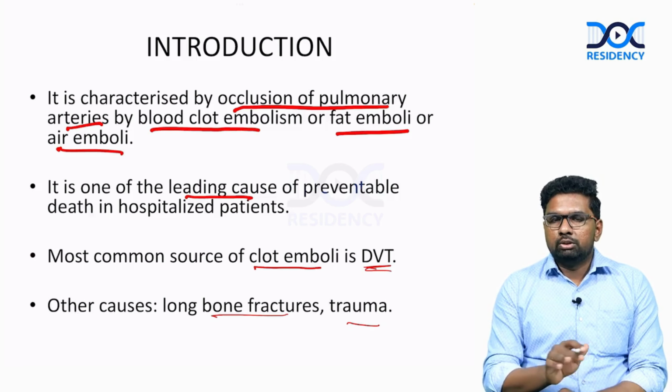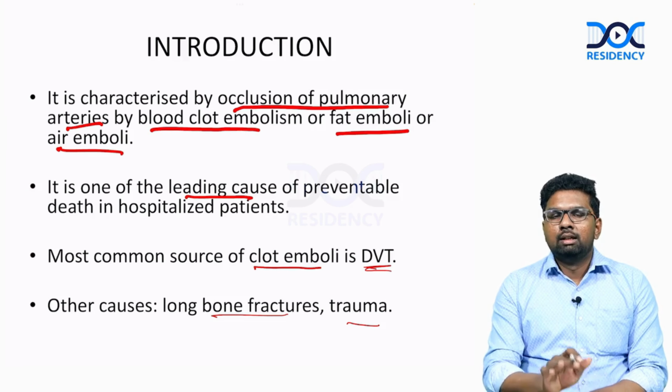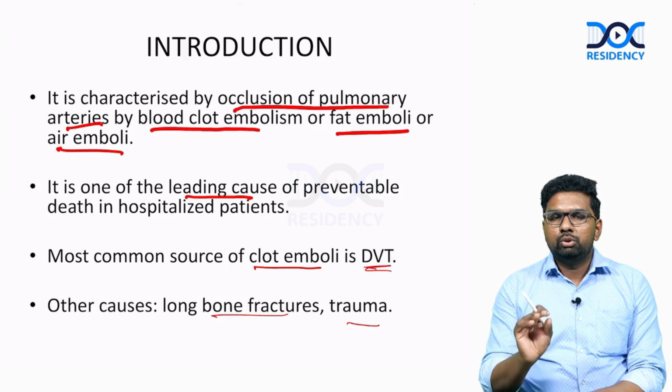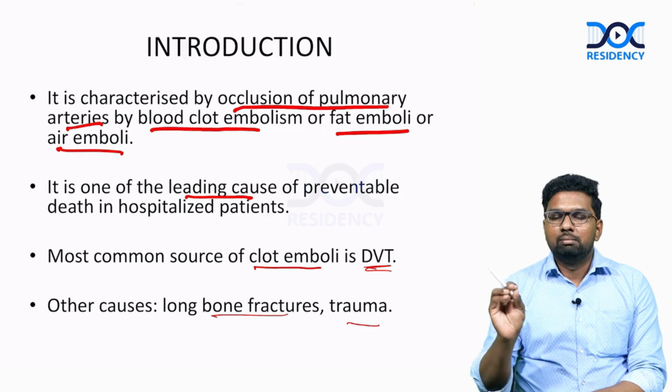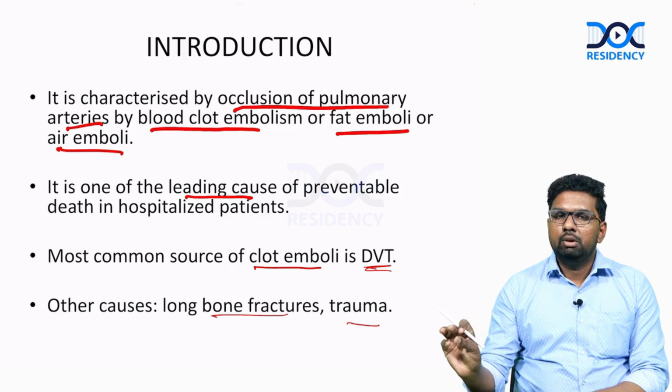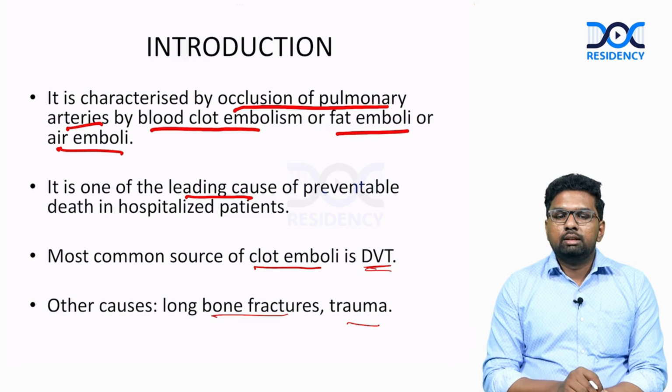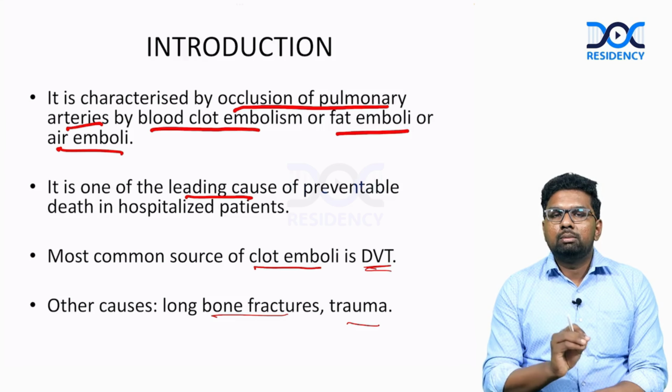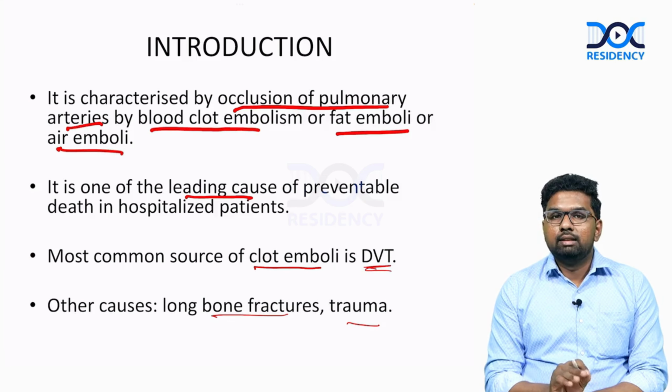So introduction to the pulmonary embolism is that it is characterized by the occlusion of pulmonary artery by a blood clot, or an air emboli, or a fat emboli. It is one of the leading causes of preventable death in the hospitalized patients, and the most common source of blood clot is DVT, and other causes are long bone fracture and trauma.